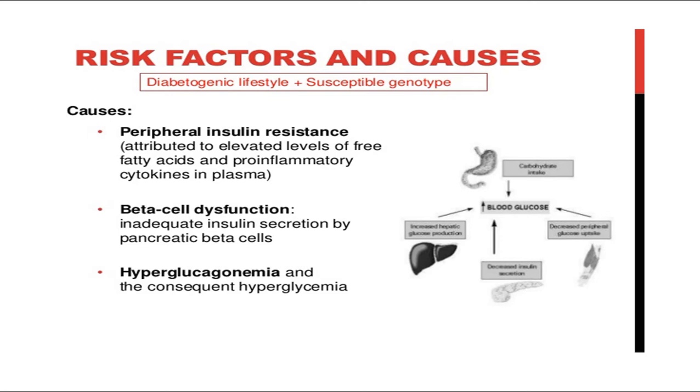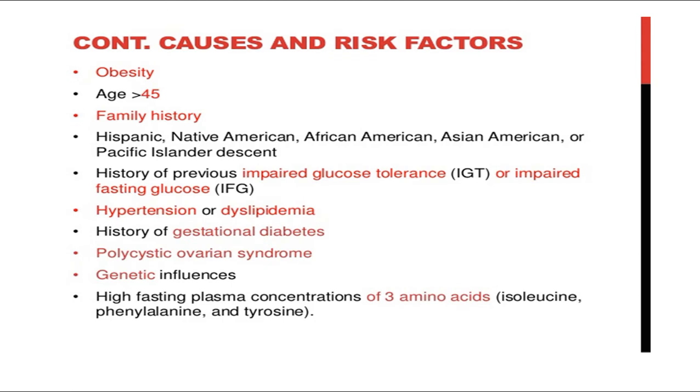Another is beta cell dysfunction. What is beta cell dysfunction? Beta cell dysfunction means that there is an inadequate insulin release by the pancreatic beta cells. So in response to the stimulus, there is an inadequate insulin secretion by the pancreatic beta cells that leads to hyperglycemia and hyperglucagonemia and the consequent hyperglycemia. Hyperglucagonemia means the person has an increased glucagon level, so that is one of the risk factors for the development of diabetes mellitus.